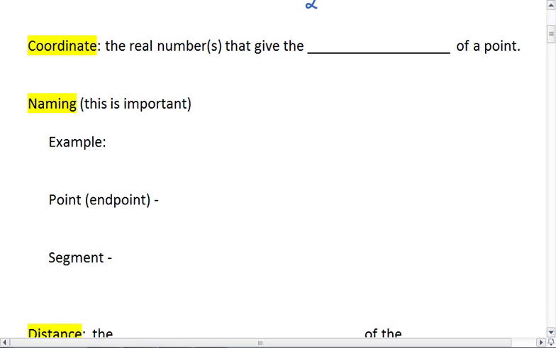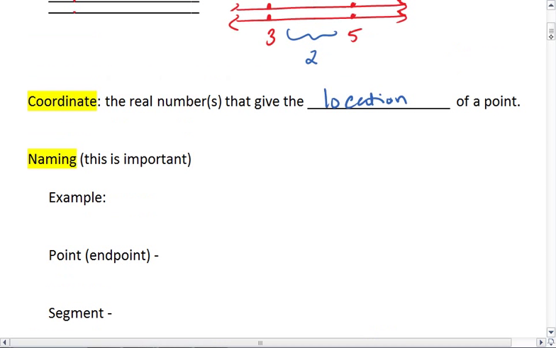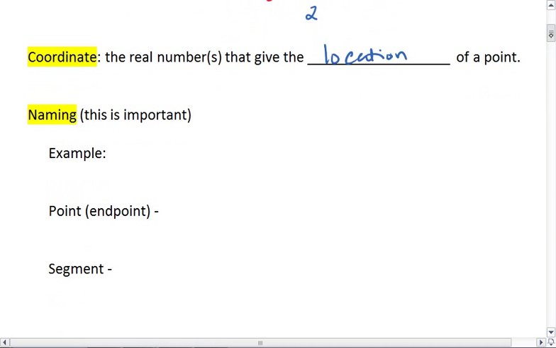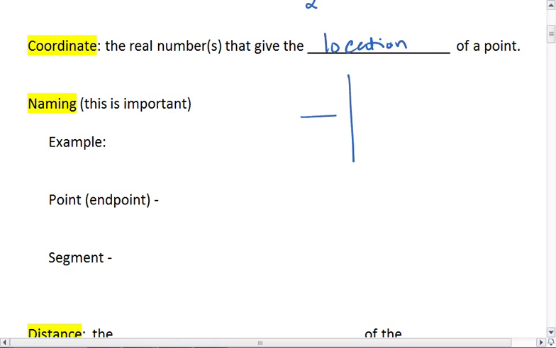A coordinate is the real number or numbers that give the location of a point. For right now, we're going to stay on a straight line, like we saw above with A and B. In the future, we will also look at the Cartesian plane, which is 2-dimensional, in which case an ordered pair is determined using 2 numbers, a horizontal distance and a vertical distance. But that's for later. For now, we're just sticking on a straight line.